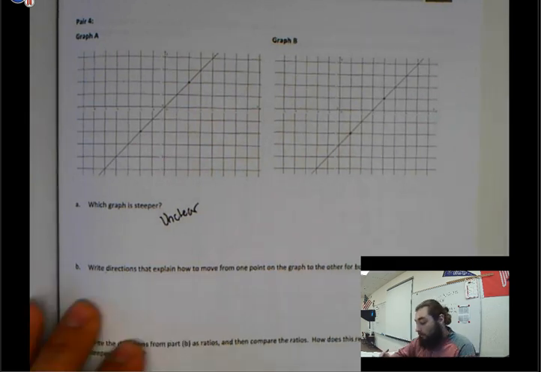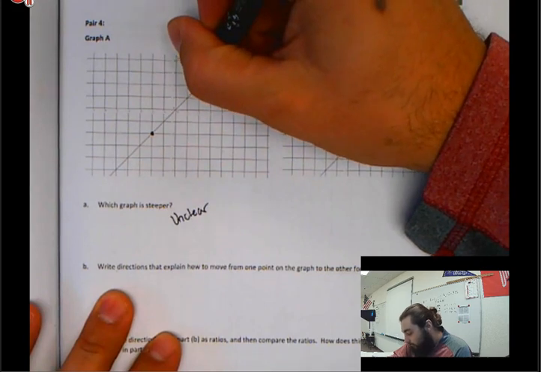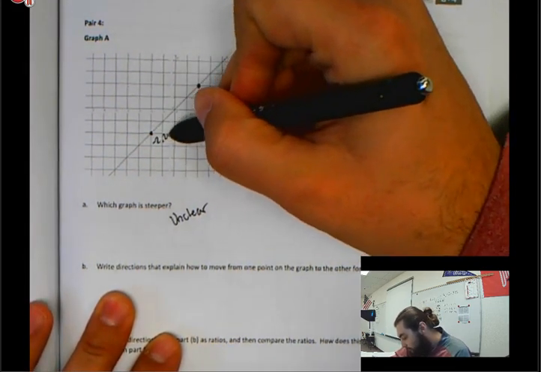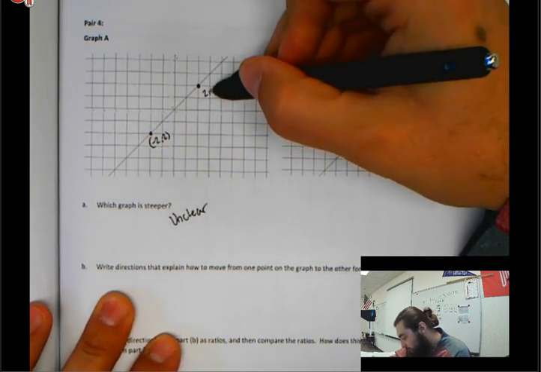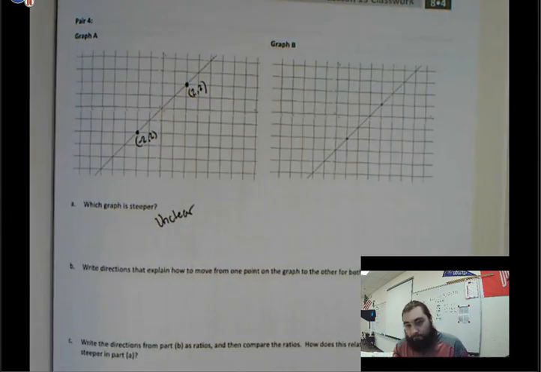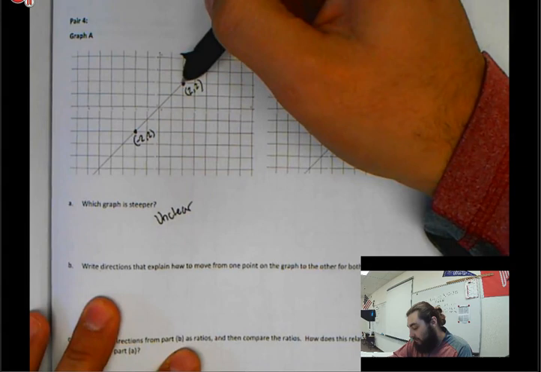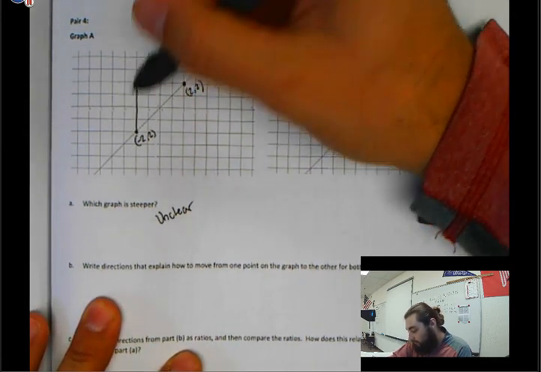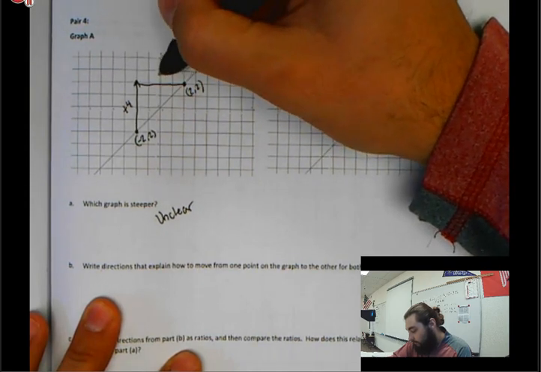So, let's take a look at graph A and the 2 points that are located on graph A. So graph A, we have a point at -2, -2. Fantastic, and we also have a point at 2, 2. Alright? And so to get from -2, -2 to 2, 2, we'd have to go up 1, 2, 3, 4. And we go to the right, 1, 2, 3, 4.